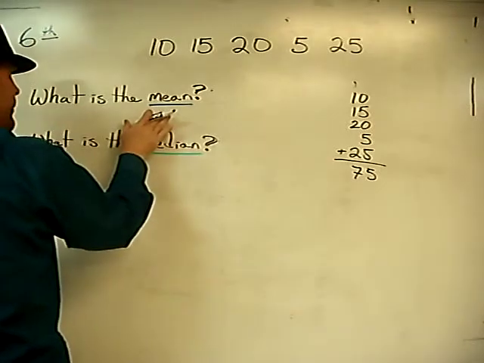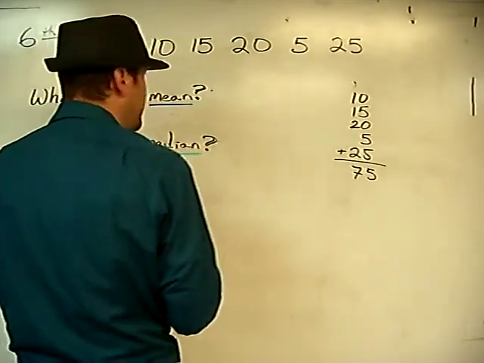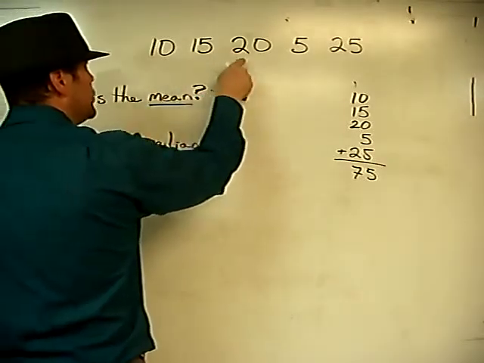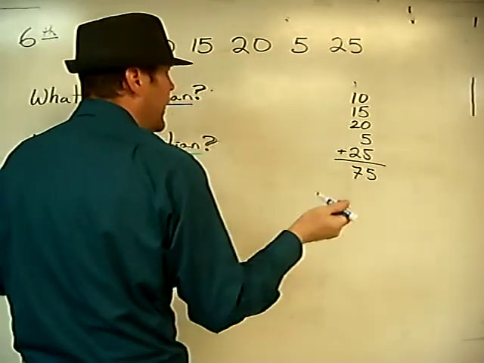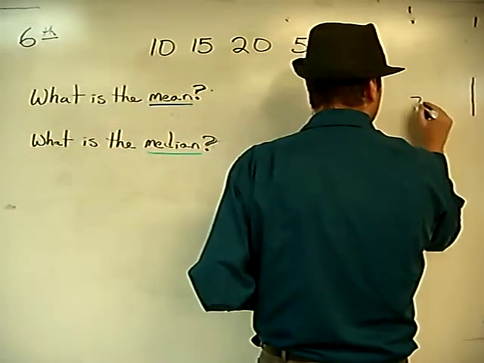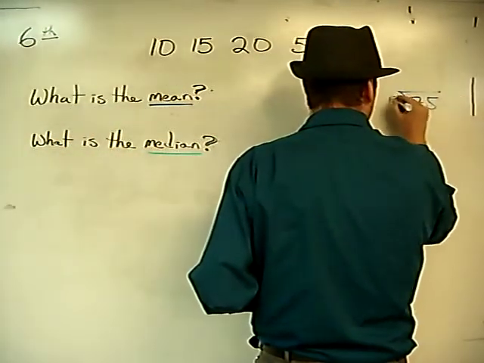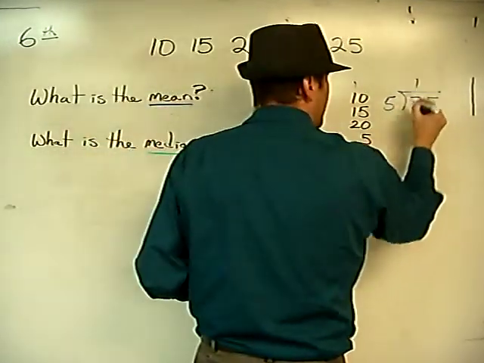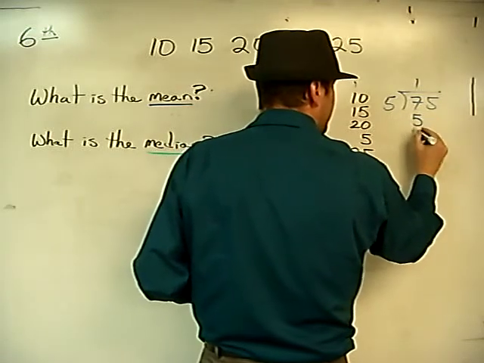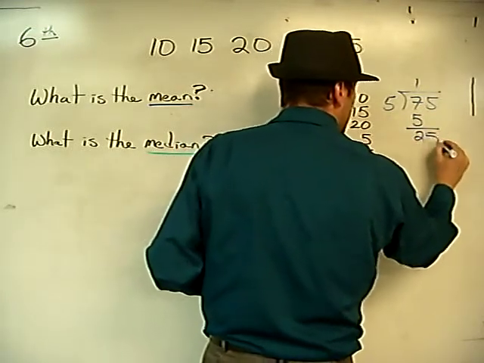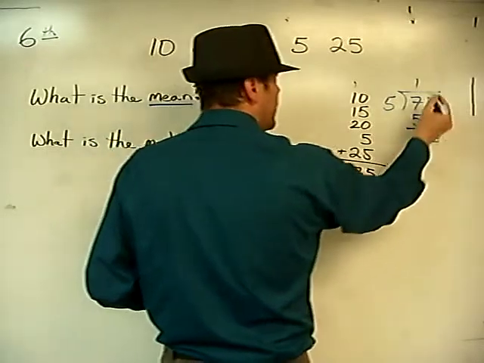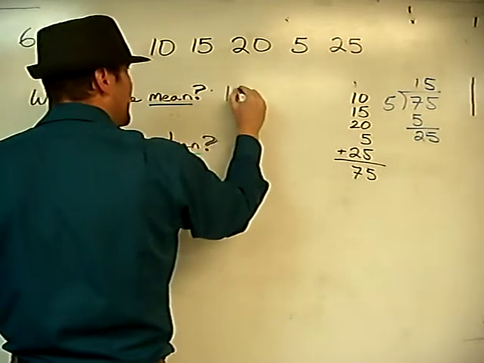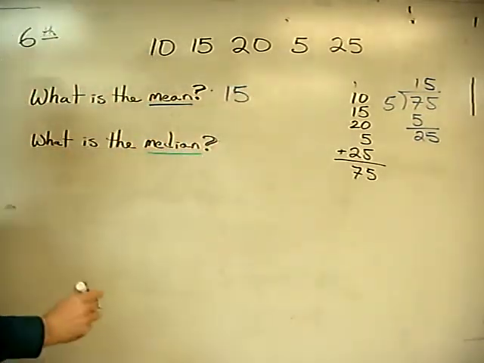The way we find the mean is we take this number, this 75, and we divide it by 1, 2, 3, 4, 5. So up here I'm going to have 75 divided by 5. Looking at that, how many times does 5 go into 7? 1 time. I get a 5. Bring down the 2. I get a 25. How many times does 5 go into 25? 5 times. 15 is our answer. What is the mean? The mean of this is going to be 15.